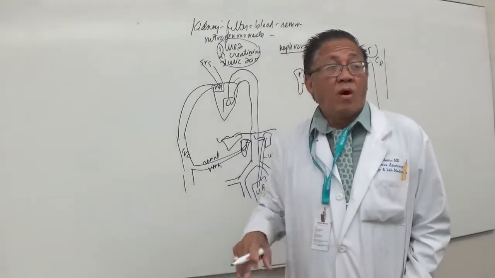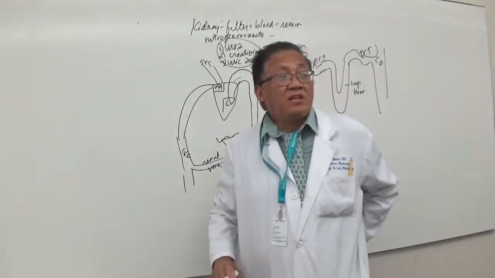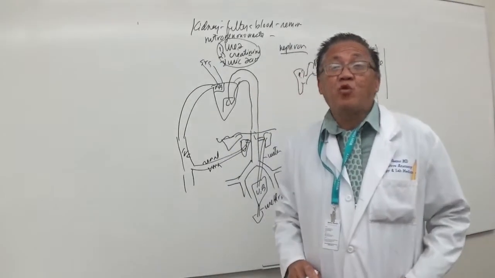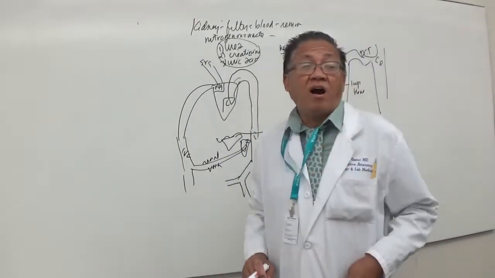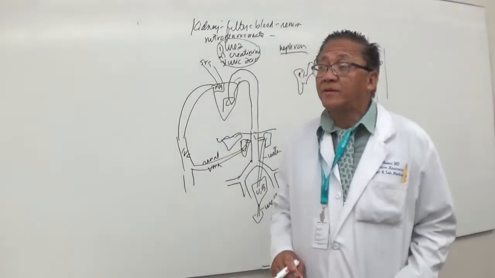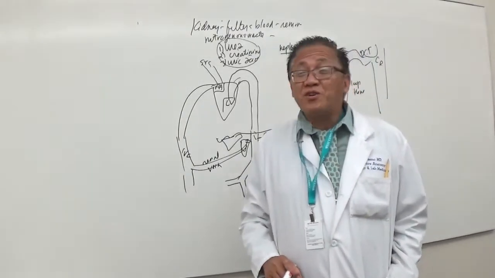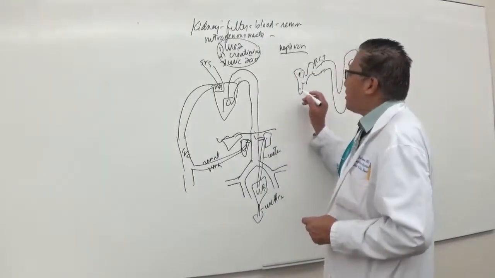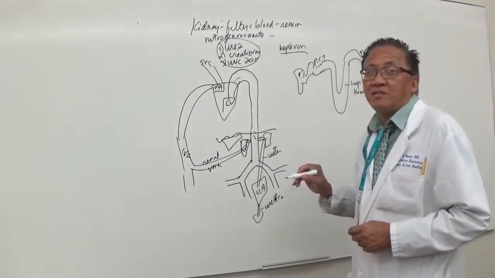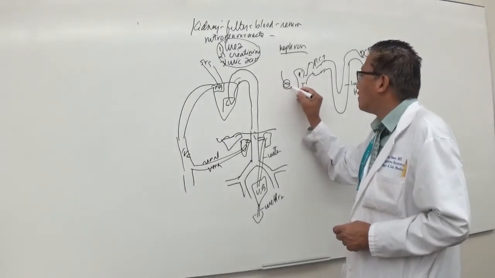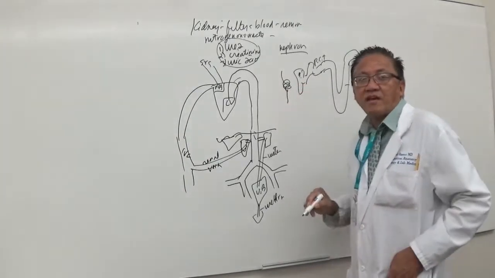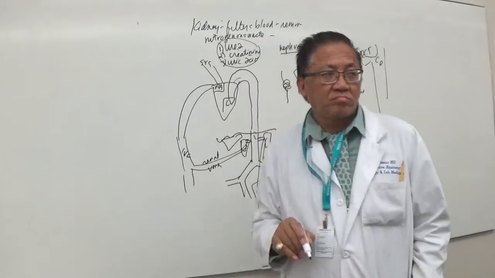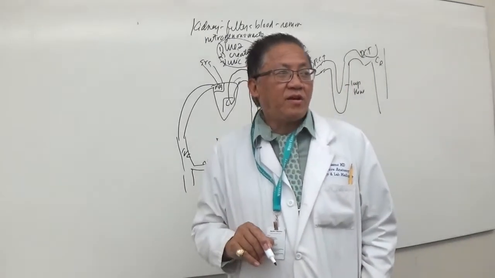1 million. 1 million on the right, 1 million on the left. If you add, you have 2 million. That means you and I are multi-millionaires. Okay. It's true. We're rich in nephrons. Okay? So, in front of the Bowman's capsule, what do you find here? Right in front of the Bowman's capsule. Glomerulus. The glomerulus, very good.